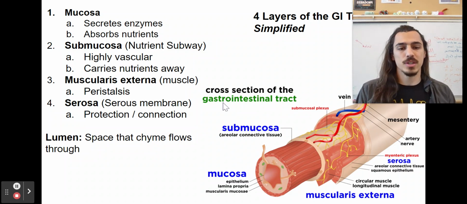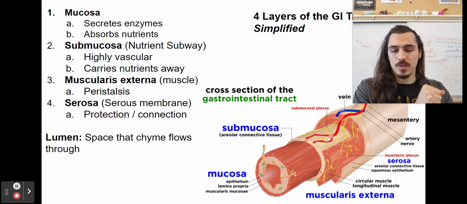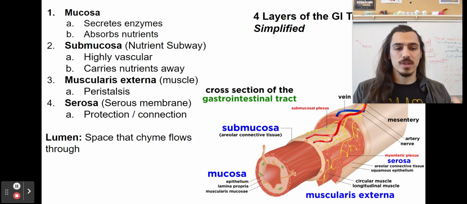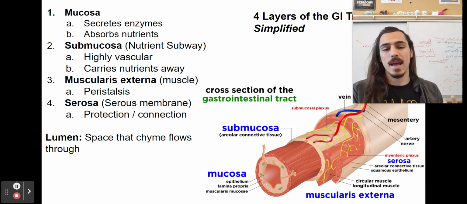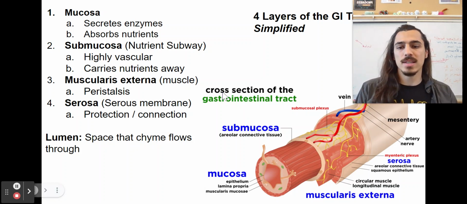Third is the muscularis externa, which is this layer of circular and longitudinal smooth muscles, which then contract involuntarily to perform peristalsis, which moves chyme and food through the digestive system. Remember, that is propulsion. And then last is the serosa.